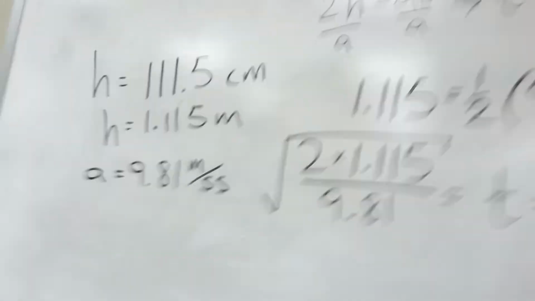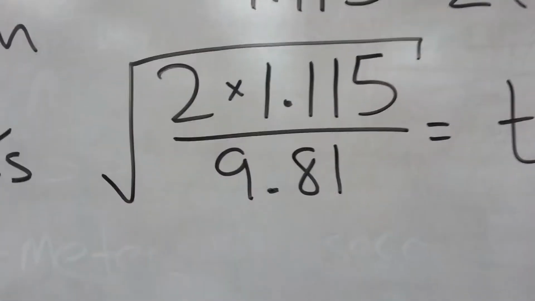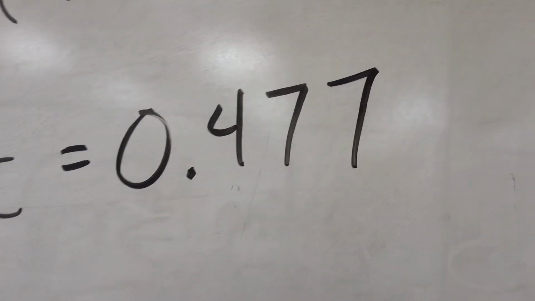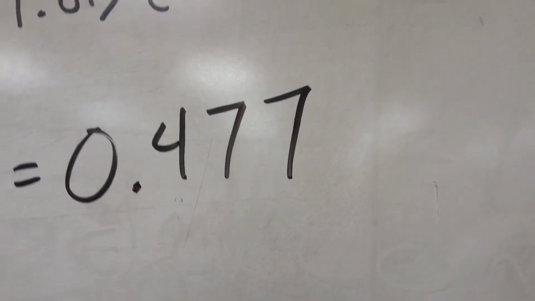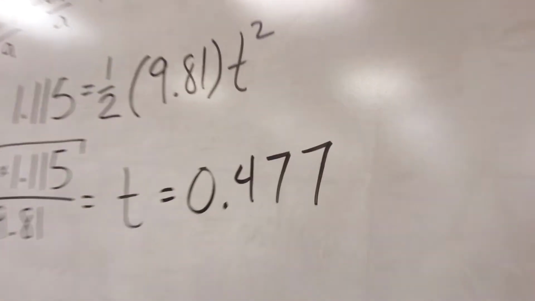So now we have numbers for everything. We have numbers for our height and for our acceleration. Let's put them into the formula we just found. We do that, and we get 0.477. Where I said 44 milliseconds, it is actually 0.477 seconds. That was my reaction time, I guess.